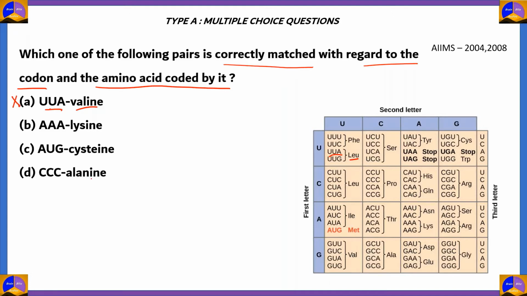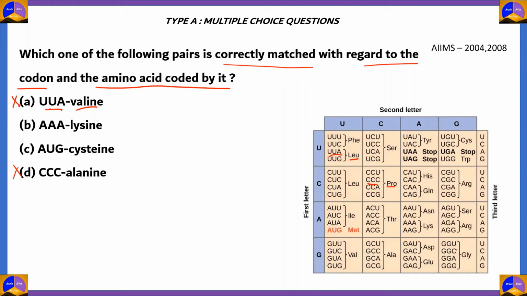What about option D, CCC alanine? CCC is right here. However, it's in the category of degenerate codons that codes for PRO and not for lysine, which is LYS. So option D is incorrect. Alanine, which is represented as ALA, is coded by GCU, GCC, GCA, and GCG codons. What about option C, AUG cysteine?